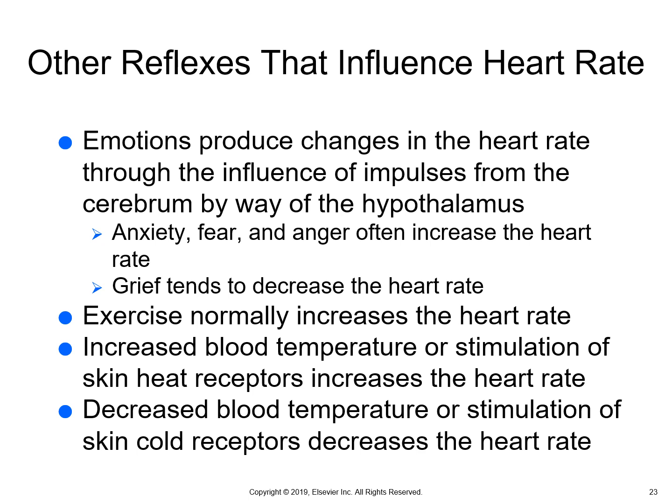Now let's look at some other reflexes that influence our heart rate. So heart rate is not just controlled by physical activity or blood pressure. Emotions, temperature, and other external stimuli also play a role. So in terms of emotions and heart rate, the brain, particularly the hypothalamus, can influence the heart rate based on emotions. For example, when you experience anxiety or fear or anger, your heart rate increases. On the other hand, during moments when you're grieving or you're feeling sad, the heart rate is going to decrease.